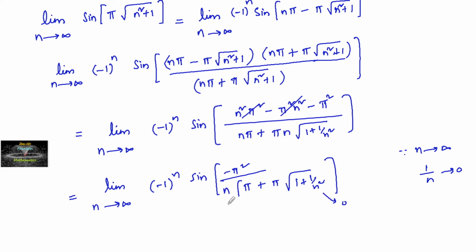So this 1 upon n tends to 0, so we can write the answer here as 0. Since n tends to infinity, 1 upon n tends to 0, is the reason.